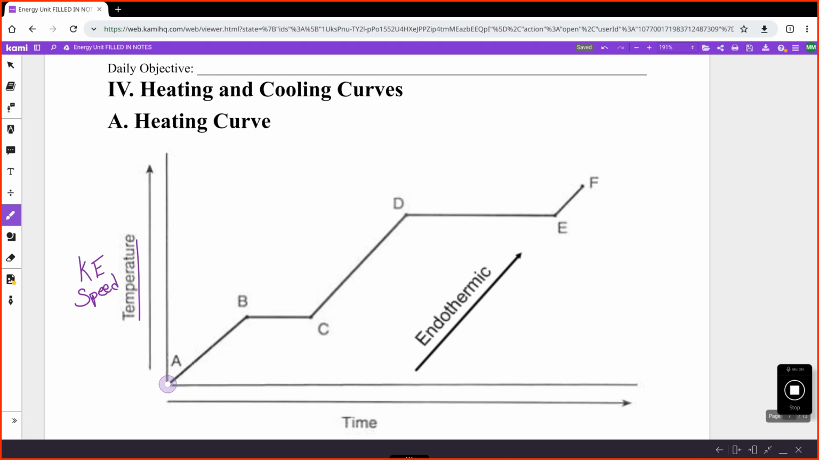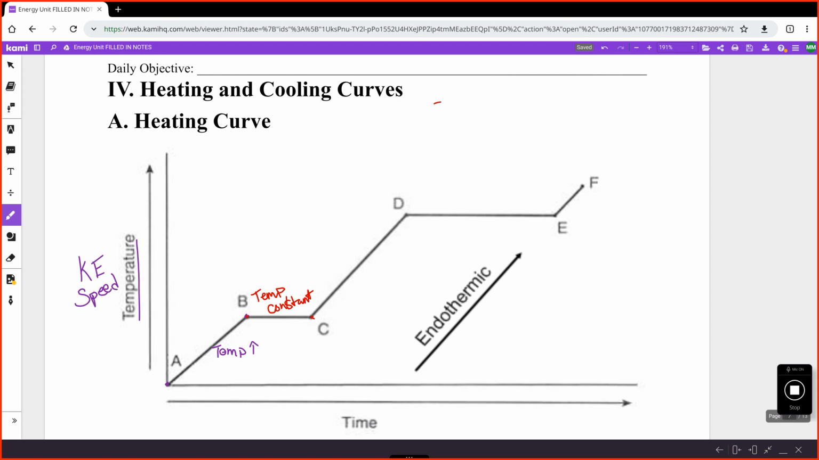So from point A to point B, the one thing that we can read just based on the chart is that temperature is increasing. Okay, that's just reading charts. From B to C, what we can realize is temperature is constant. Okay, is constant. So, what do we know is happening?